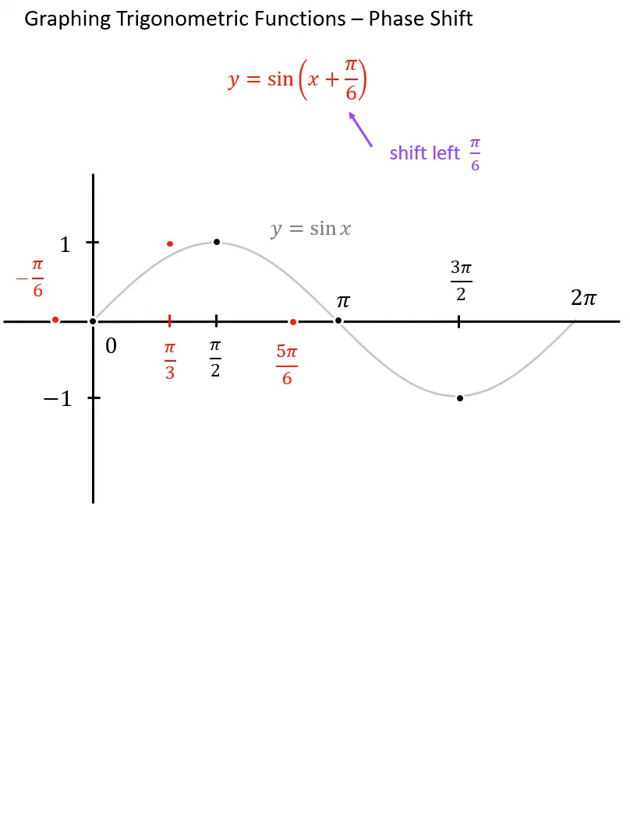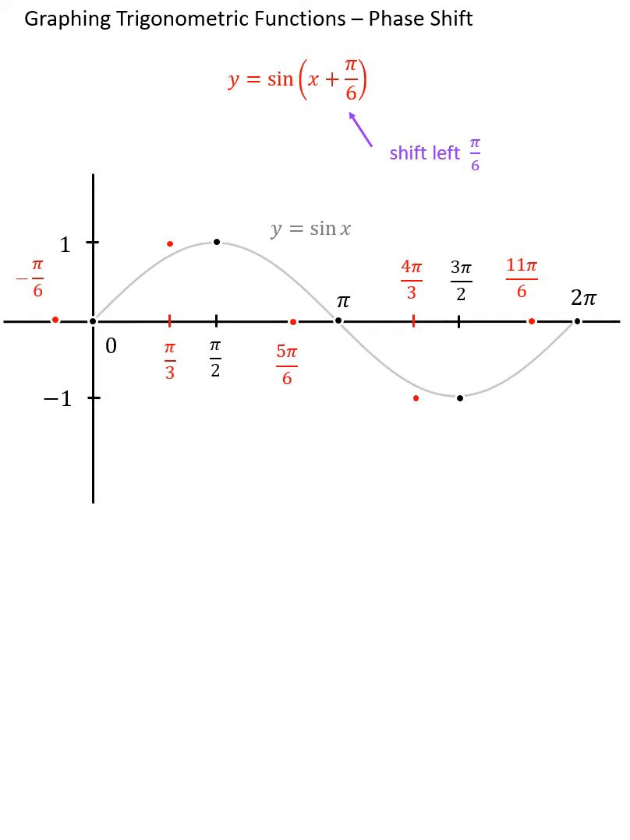Continuing along those 5 important points, let's look at the local minimum of the first period of the sine function. That also will shift pi over 6 spaces to the left. If you're wondering where I got 4 pi over 3, I did 3 pi over 2 minus pi over 6. And lastly, the end of the period, 2 pi, will shift left pi over 6 spaces. 11 pi over 6 came from 2 pi minus pi over 6.